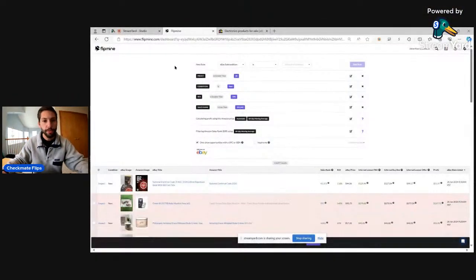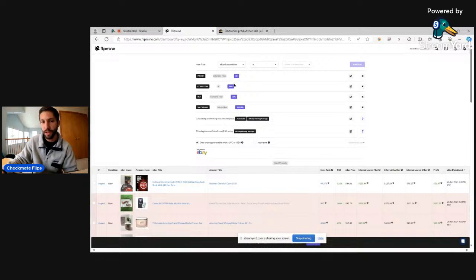I'm going to share my screen here. All right, so Flipmine. Basically, there's a bunch of different ways you can do this, and really, as you get more and more used to this and more good at sourcing, because sourcing is a skill, and you need to build up some reps in order to actually do well with it. You can be more specific with stuff, or you can be less specific with stuff. So for today, we're going to start with something a little bit less specific.